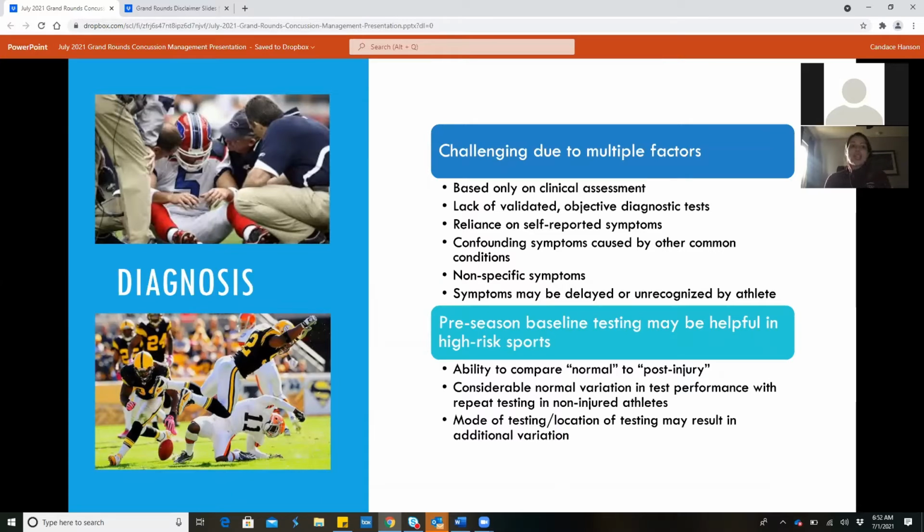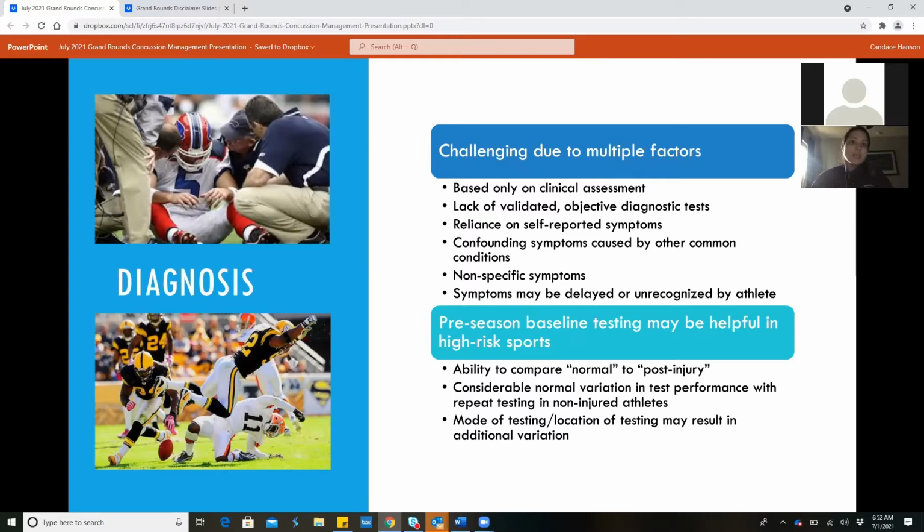So diagnosis is challenging due to multiple factors. As I said, it's based only on clinical assessment. There's a lack of validated objective diagnostic tests, both performance tests and blood tests, imaging, everything. So we rely on self-reported symptoms only. The confounding symptoms caused by other common conditions make it harder for us to determine who has a concussion and who does not, because it looks variable in every athlete and it can look variable with every concussion in the same athlete.